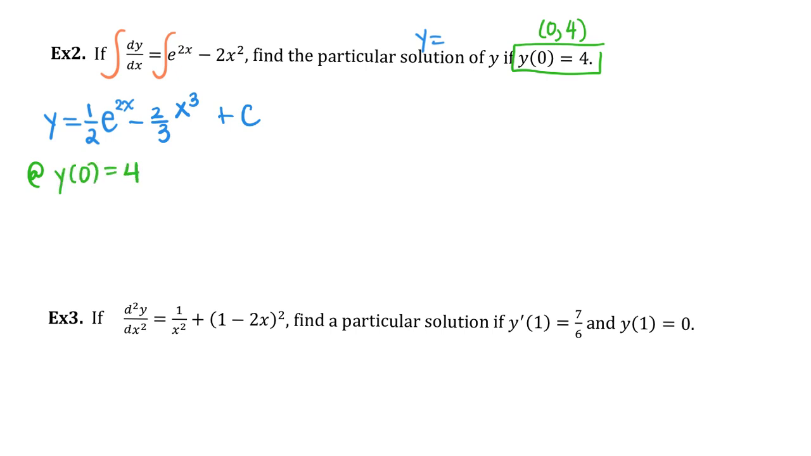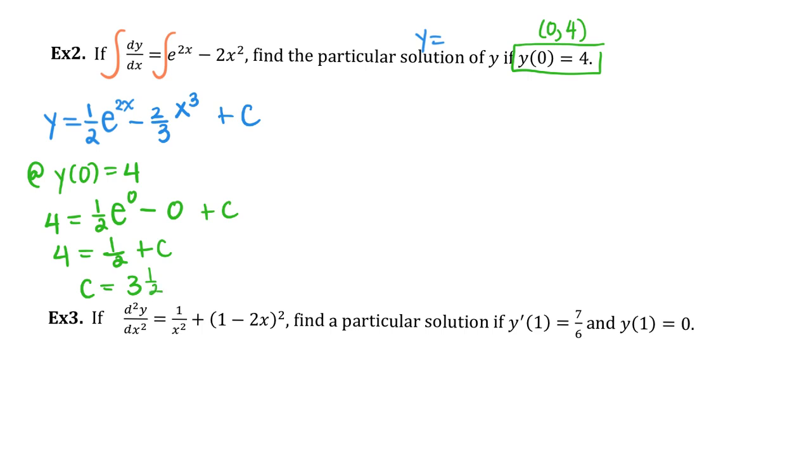Okay, so I'm going to plug in 4 for y. I'm going to plug in 0 for x. So this is 1/2 e to the 2 times 0. 2 times 0 is 0. Minus 2/3 times 0 cubed. 0 cubed is 0 plus c. e to the 0 is 1. 1/2 times 1 is 1/2. Okay, I'm going to subtract 1/2. I'm going to get 3.5.